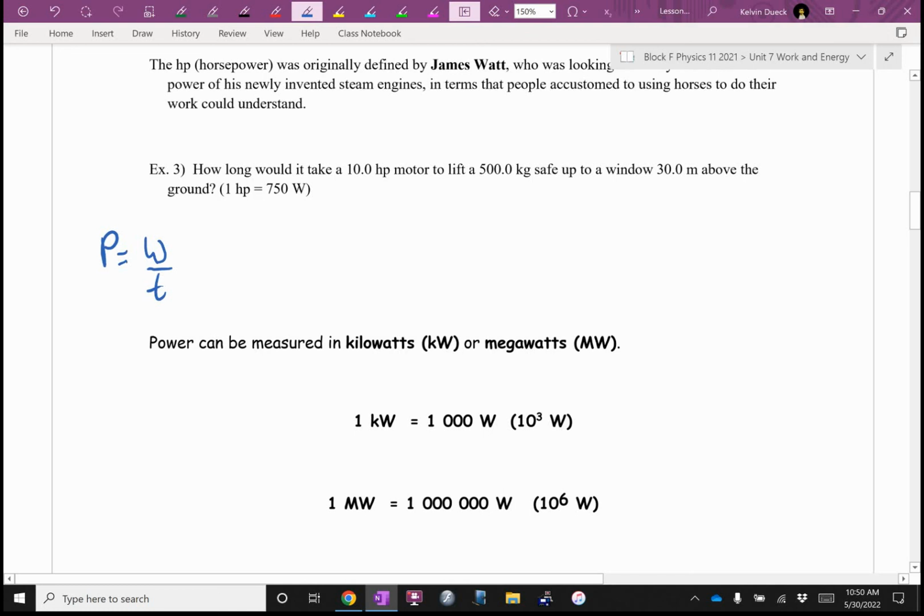What did you tell me this wants me to find, Scott? I want to get the t by itself. Where is the t right now? Dividing by t on the right, that's the same as timesing by t on the left. Let's all do that.